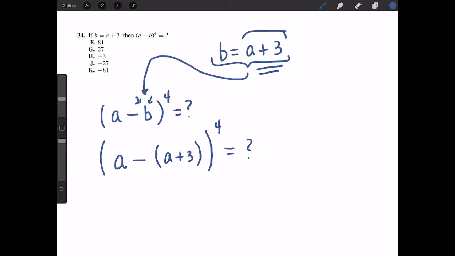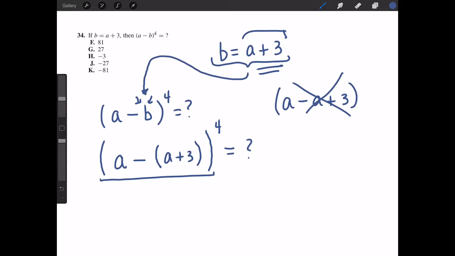One of the common mistakes students make is they do this. Parentheses, a minus, and they see, oh, a plus 3, and they write a plus 3 like this. And this is wrong. We're going to see why in a second. Let's go back to the correct method. We need to simplify this expression before we can move forward.